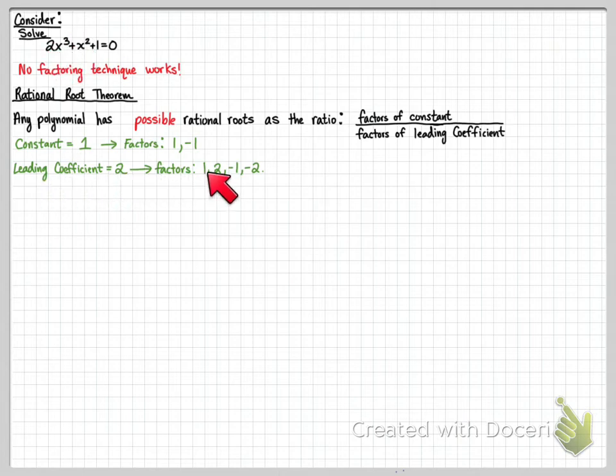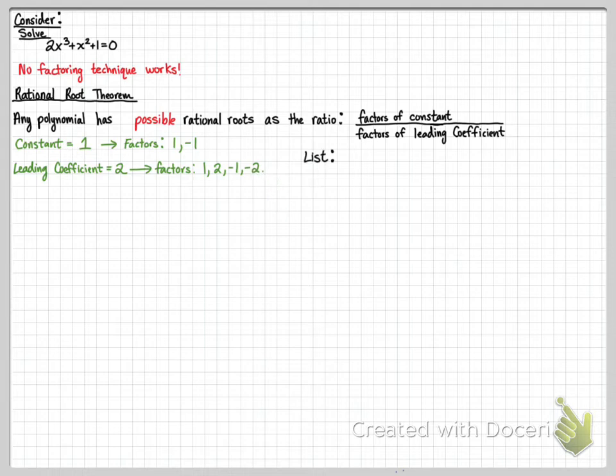What are the factors of 2? 1, 2, negative 1, and negative 2. Don't forget that every number can have a positive and a negative factor. Okay, so if you have a constant of 1, 1 and negative 1 are the factors, and 2, 1 and 2 are the factors, but also negative 1 and negative 2.